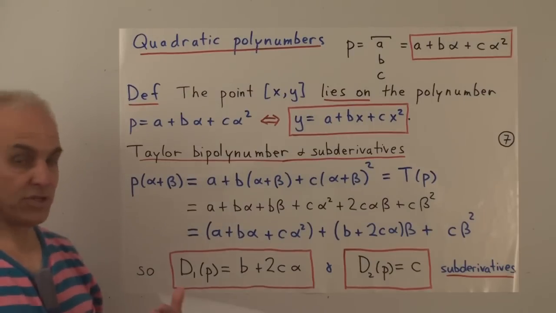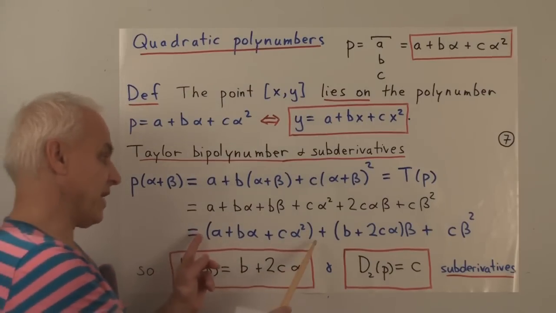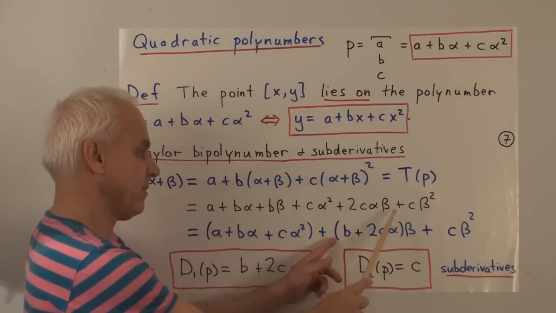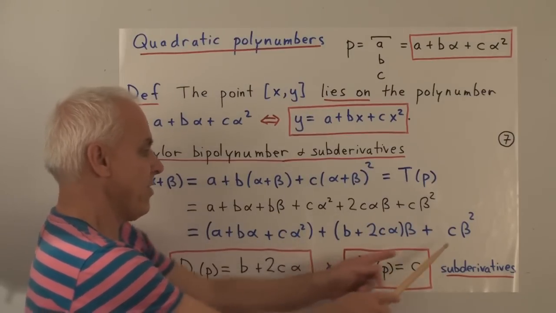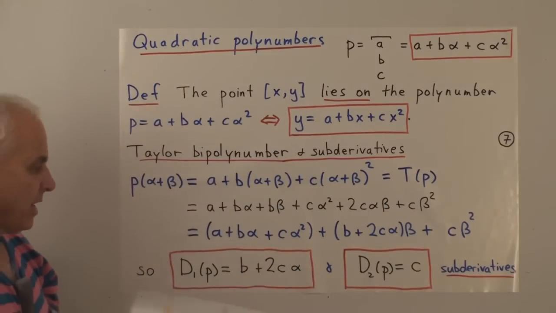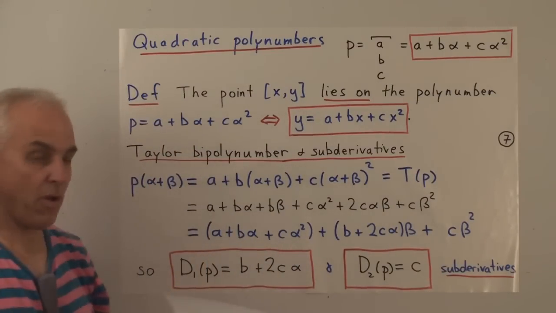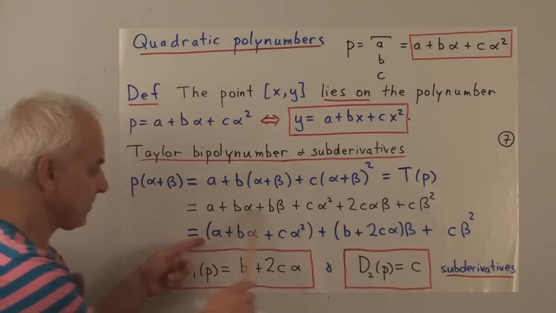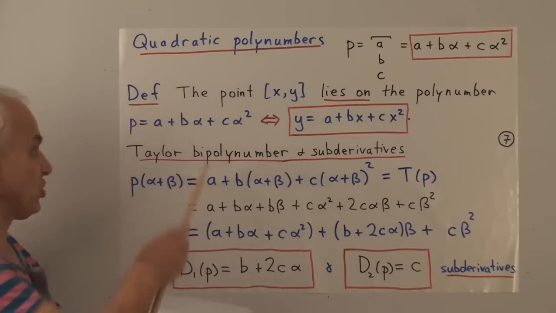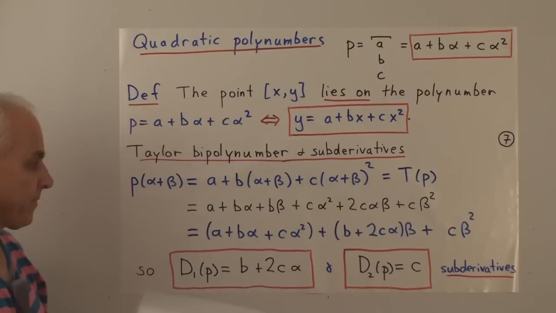And then we grouped those various terms into the ones that don't involve any betas, the ones that involve a single beta, namely this one and this one, and the ones involving beta squared, which is only this one. Here we see the original polynumber recovered. So this, what we call the 0th subderivative, is just the original polynumber p.